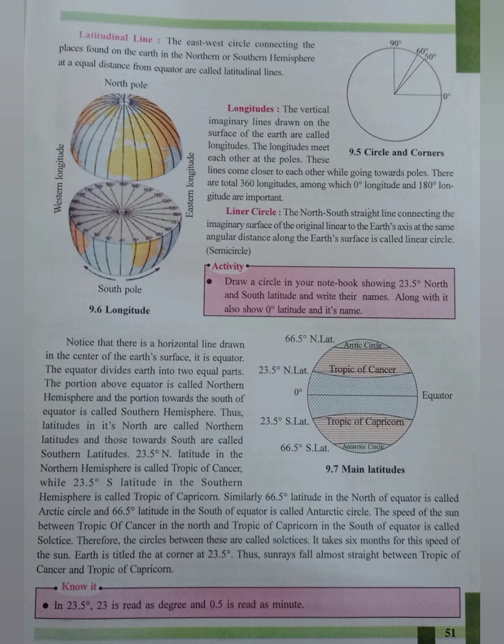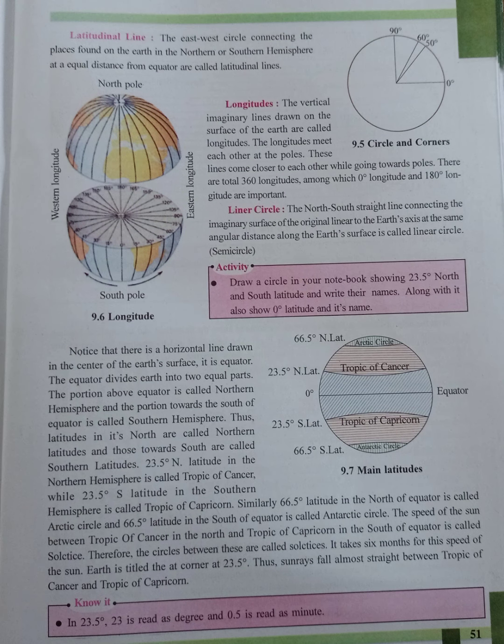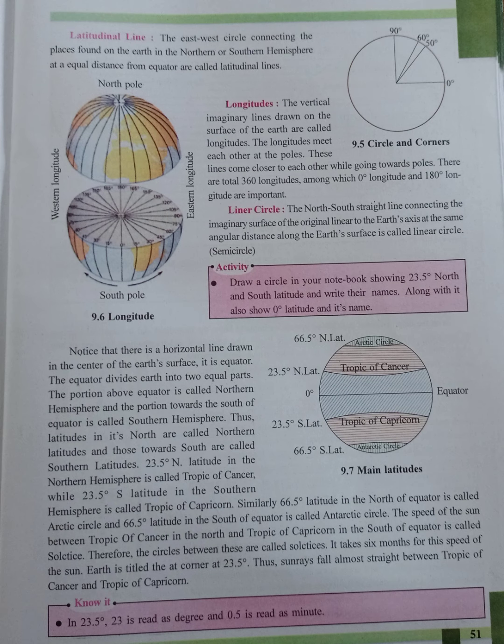Longitudinal circle. The north-south straight line connecting the places on the surface of the earth to the Earth's axis at the same angular distance along the Earth's surface is called a longitudinal circle or semicircle. Students, the continuous north-south line made by the places on the surface of the Earth at equal angular distance with its axis is called a semicircle or longitudinal circle.